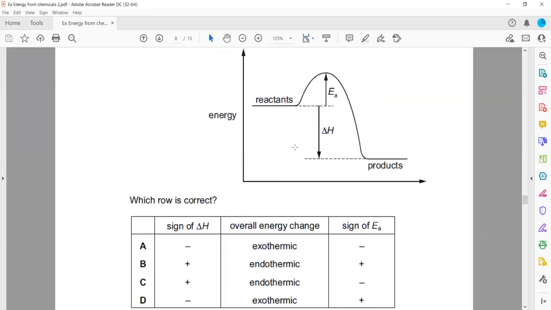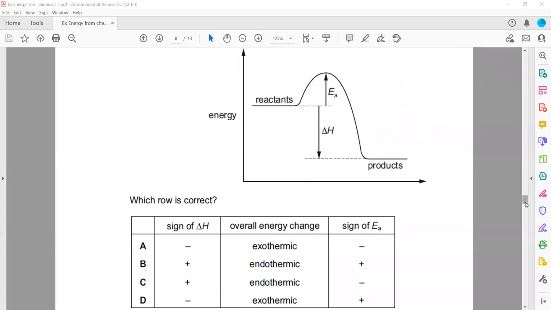And the next question, the energy level diagram is there, and this is the energy level diagram for an exothermic reaction because the reactant has more energy and the product has less. So either A or D can be the answer. Energy change for exothermic reactions is always negative. And what about the sign of activation energy? The sign of activation energy is always positive, it can never be negative. So D will be the right answer.